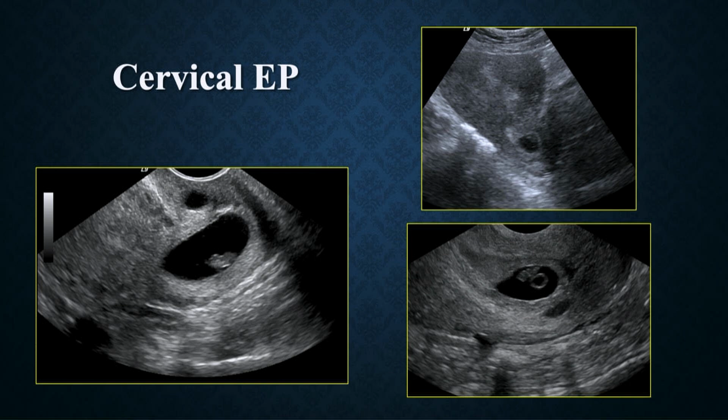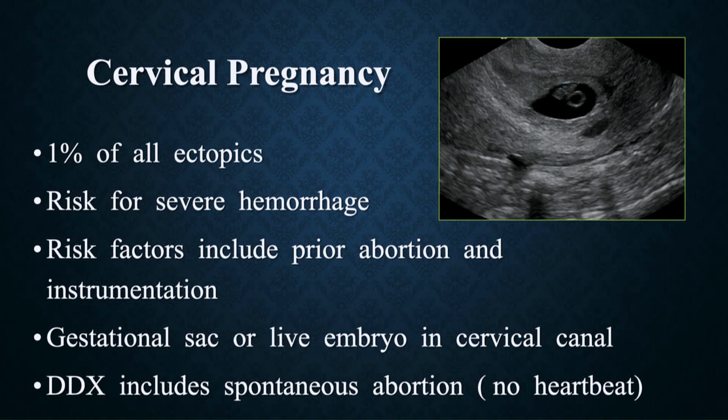We can see that there's a yolk sac. We see there's an embryo. This needs to be treated urgently. There's a number of different ways of doing that. Sometimes it's surgical, sometimes it's interventional, but it has to be addressed immediately because of the risk for severe hemorrhage. Again, not that common, but we do see them, and you have to be aware of it.